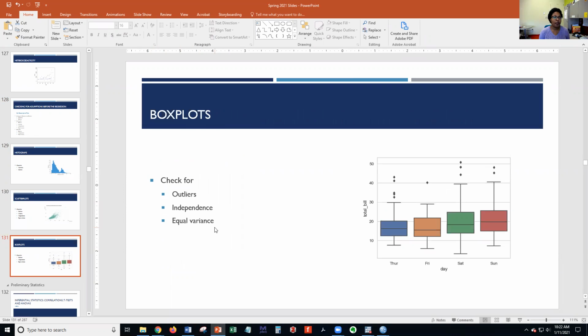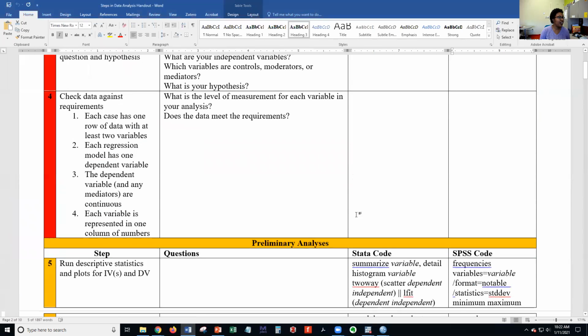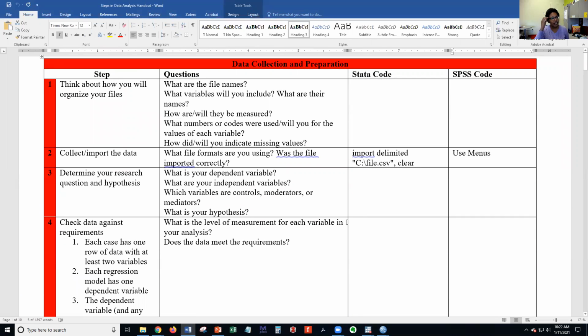Similar for our box plots. You can actually kind of tell if there's a nonlinear relationship in box plots, but it's not quite as easy. All right, so in our steps for data analysis, we think about our file names.